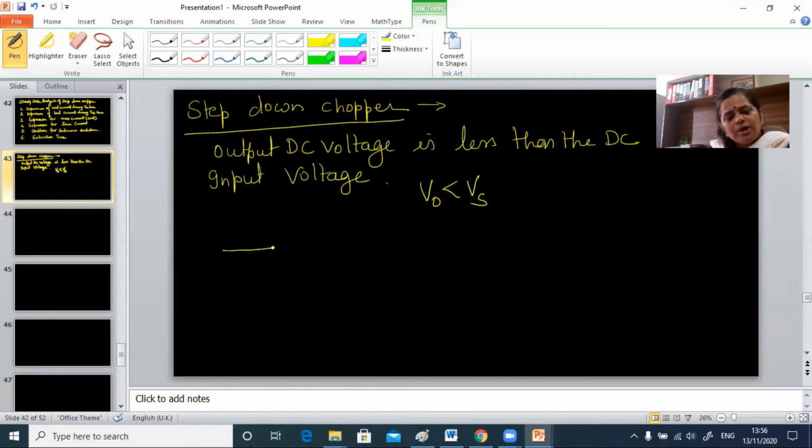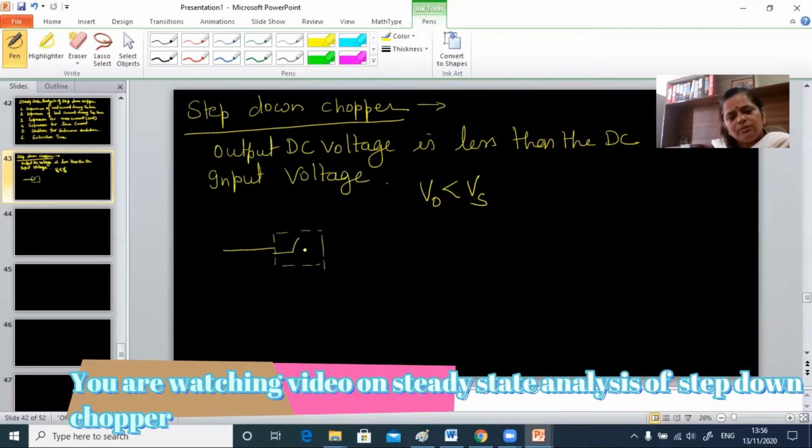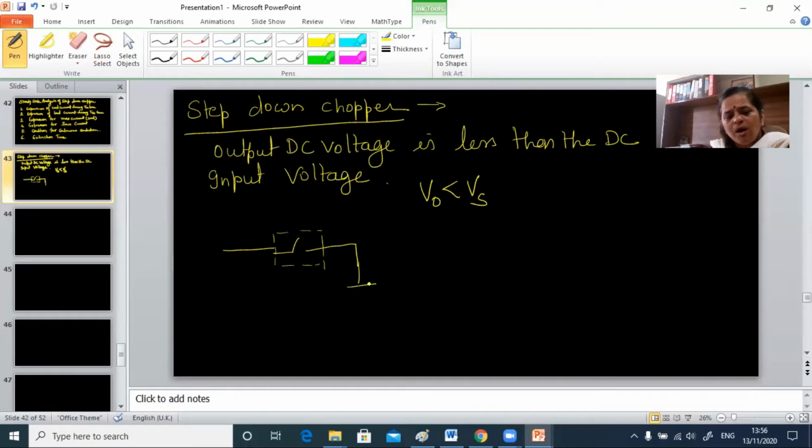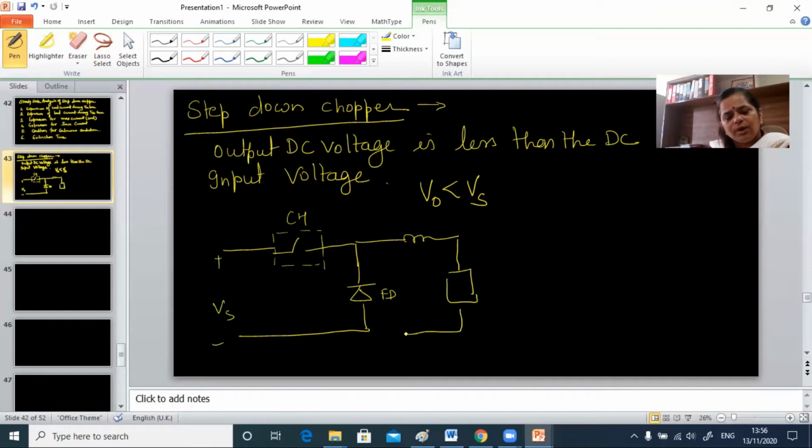If you have remembered the power circuit diagram of a chopper, that was like this. There is a chopper whose symbol is represented by a switch in one box, and there is one freewheeling diode. This is FD. This is the chopper, plus minus Vs, and here we were having the inductance, and here we were having the load. This was the equivalent circuit of a chopper.